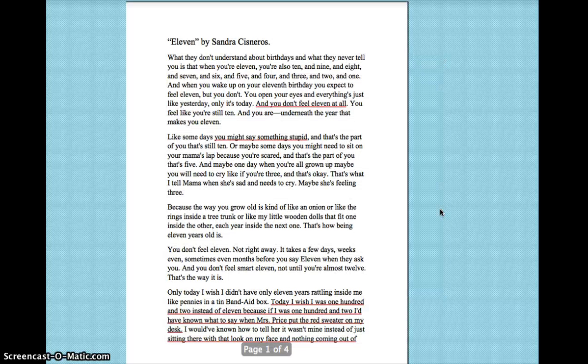All right, let's go to "Eleven." Okay, so here's the story, and you can see that there are a couple of things that I have already underlined. In a few minutes, you're going to be doing the same thing to your own story, but let's take a look at how I would do it if I were assigned this.